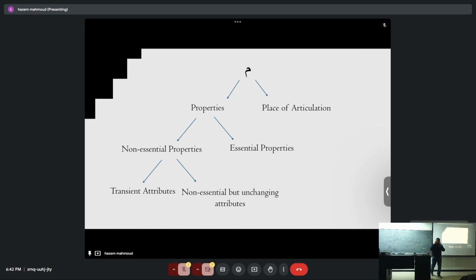So we said you have the place of articulation, the physical parts, then you have properties. The essential property is a property that is part of what the letter actually is, like with the tha and the dhal, the vibration is part of the dhal. If I stop the vibration, the letter goes away. So let's try it again.